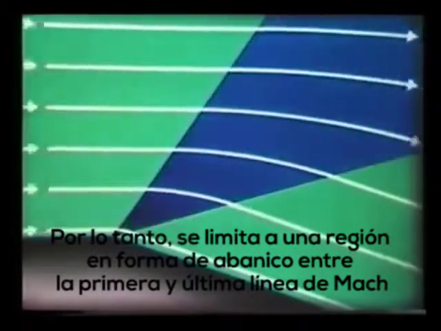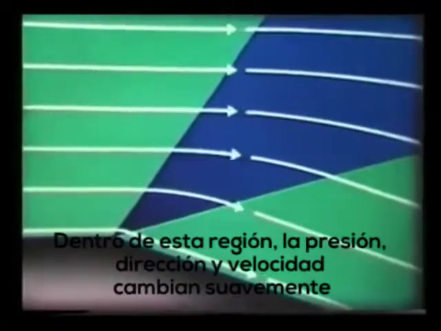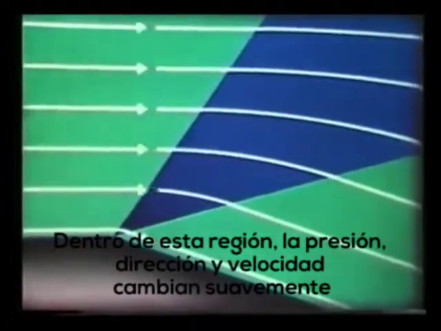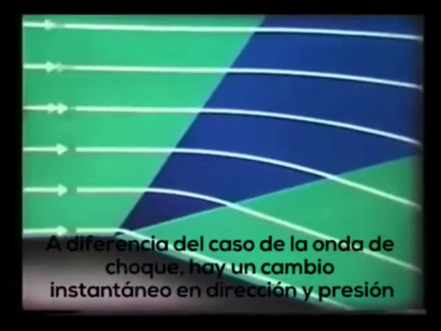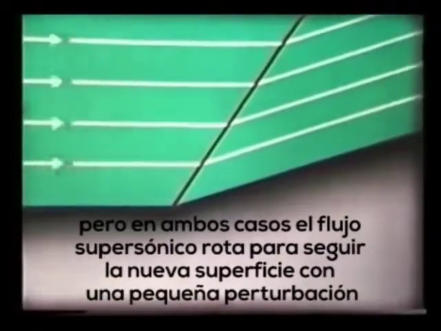The expansion ends at the Mach angle corresponding to the final speed and direction of the flow. So it is confined to a fan-shaped region between the first and last Mach lines. Inside this region, pressure, direction, and speed change smoothly, unlike the shock wave case, where there's a sudden change in direction and pressure. But in both cases, supersonic flow wheels round to follow the new surface with little disturbance. Here it is obstructed and so slows down, whilst here it's been helped on its way, so it speeds up.